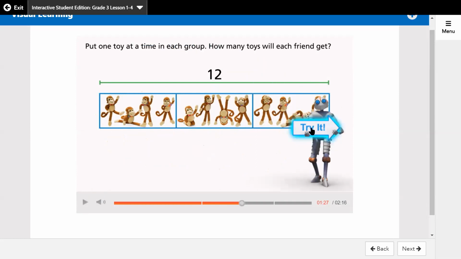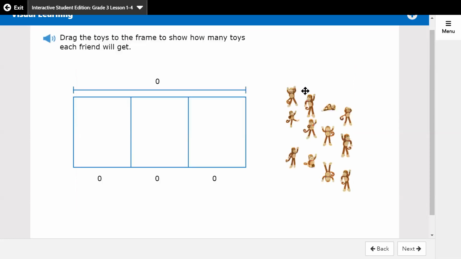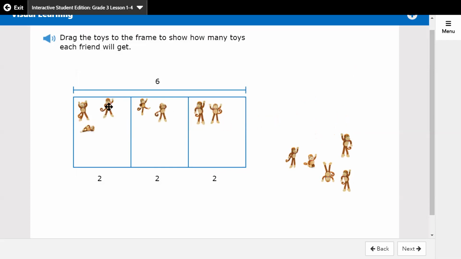Well, let's go ahead and try that now. Just like we did before, and we know that there's a total of 12 here, we're going to go one in each box at a time to find out how many groups, or how many are in each one of our groups. So let me do that for us now.